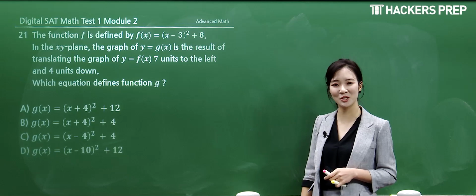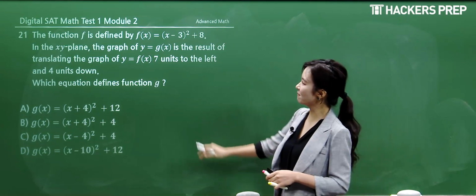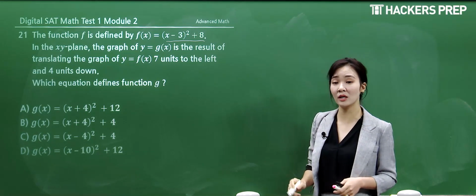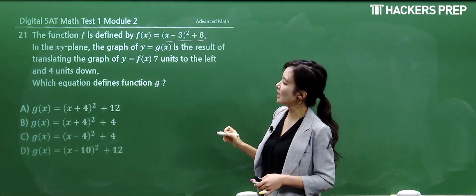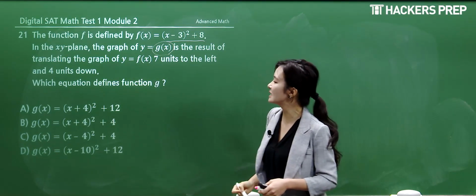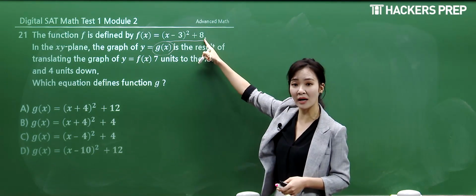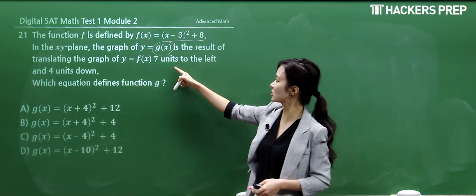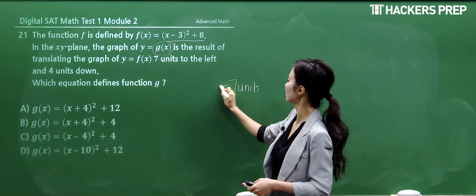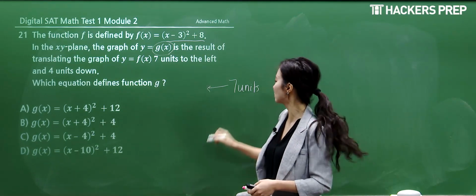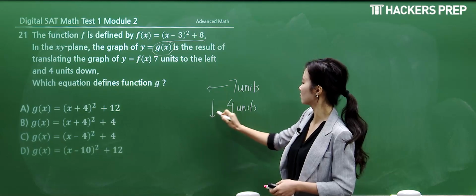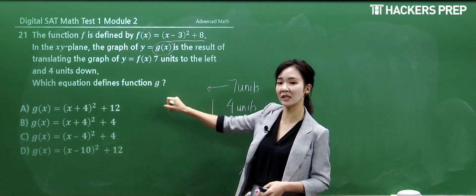Okay, moving on to question 21. The function f is defined by f of x is equal to (x minus 3) squared plus 8. In the xy plane, the graph of y, so a different function, g of x, is the result of translating this graph, y is equal to f of x, 7 units to the left, okay, and 4 units down. Okay, so which equation defines this function?